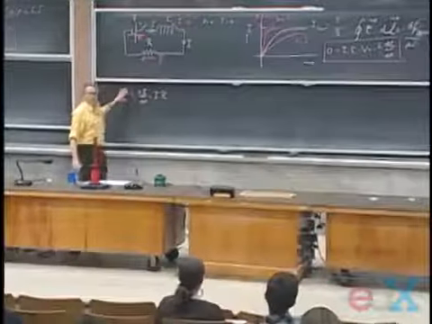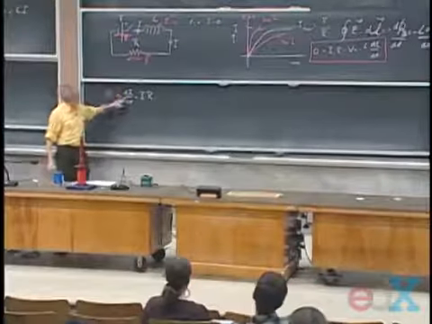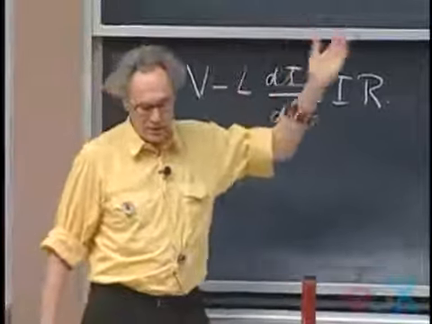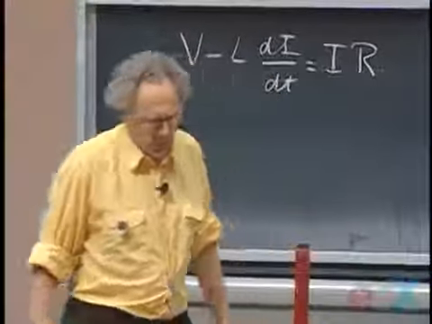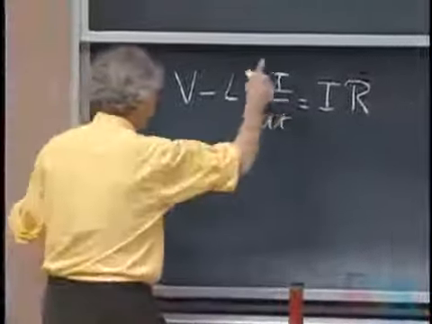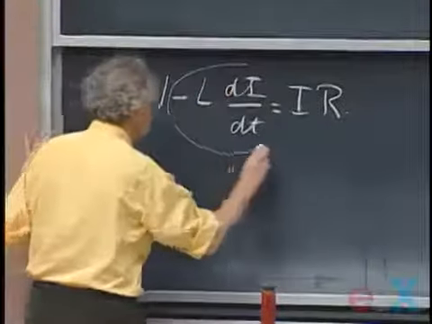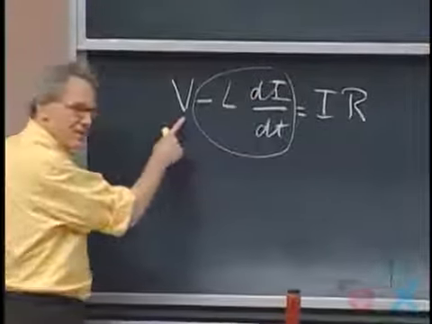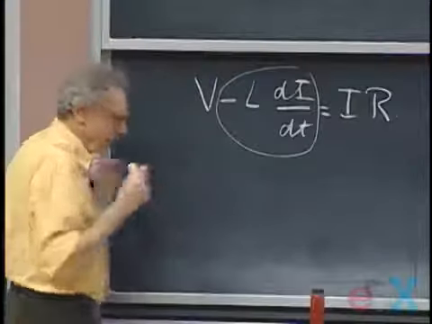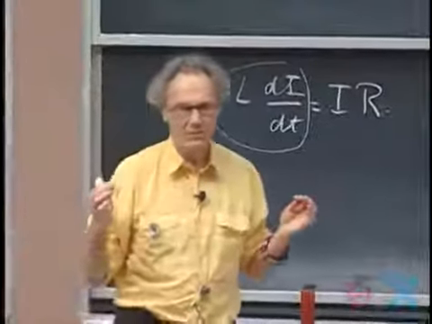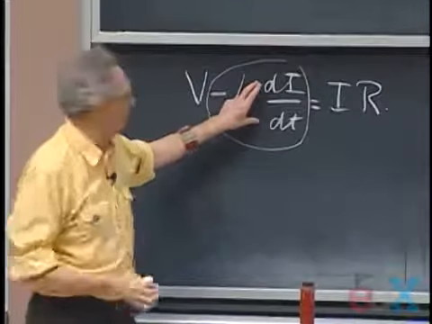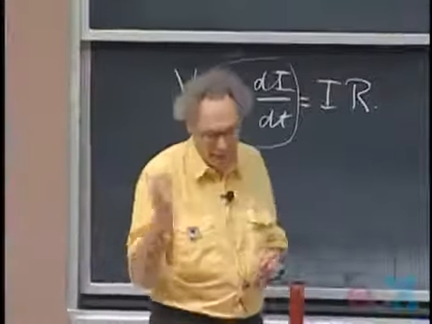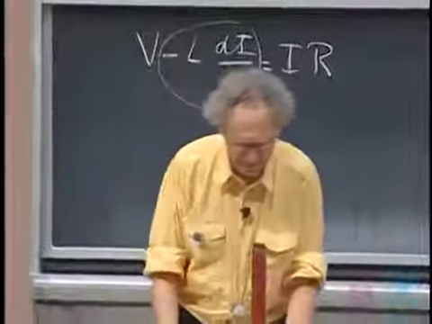And the nice thing about writing it this way is that since dI/dt is positive here, it's growing in time, the induced EMF, which is this value, is always opposing the voltage of my battery. And that's what Lenz's law is all about. It's not until dI/dt has become zero that V equals IR. And that happens, of course, if you wait long enough.